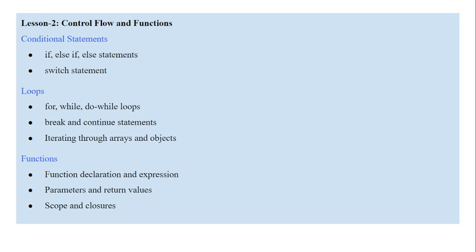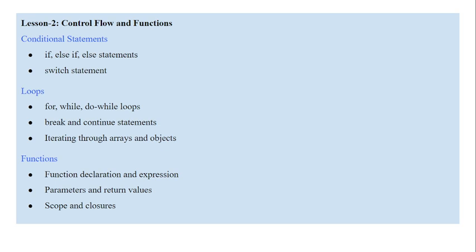And after, loops: for loop, while, do while loops, and after, break and continue statements, and iterating through arrays and objects. And after that, functions are very very important in JavaScript. A function is nothing but a piece of code to do a particular task. In functions, we will see how to declare a function, and expressions, and parameters, and return values, scope and closures. Okay, these are the main topics in chapter 2.